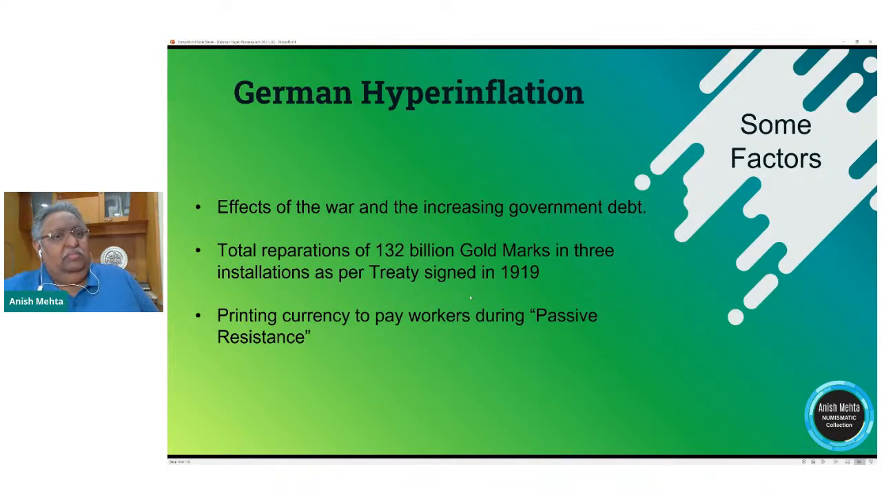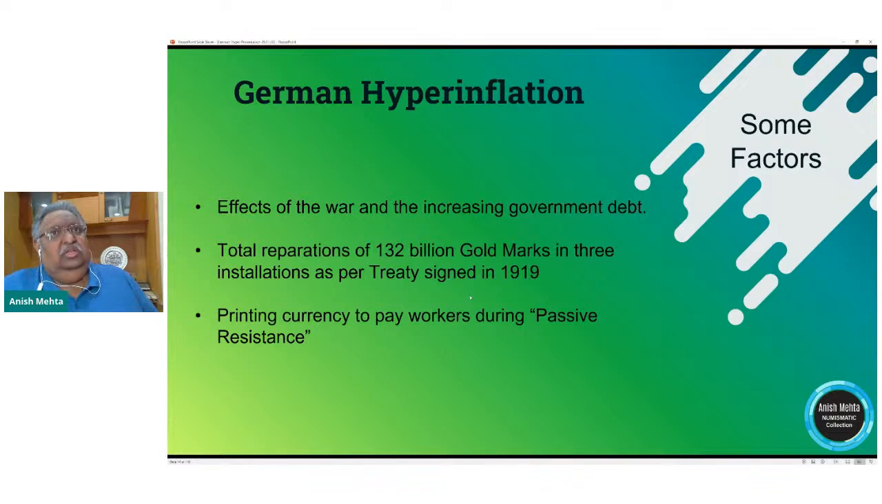Germany started making payments, but later in 1922, they started to default and were unable to pay the second installment. During that period, France and Belgium sent in their troops and occupied various important installations like steel factories, railways, etc. in Germany to put pressure on Germany to make the payment.